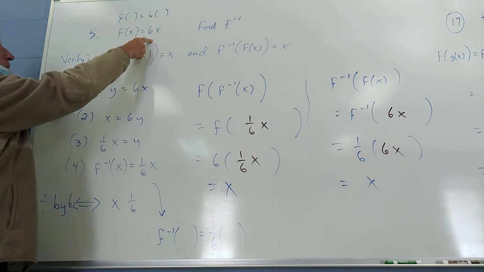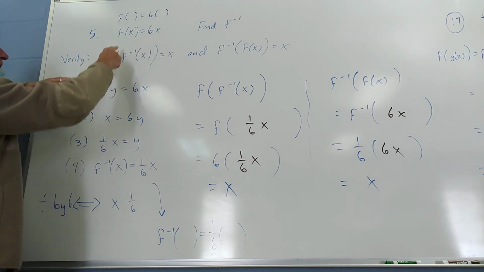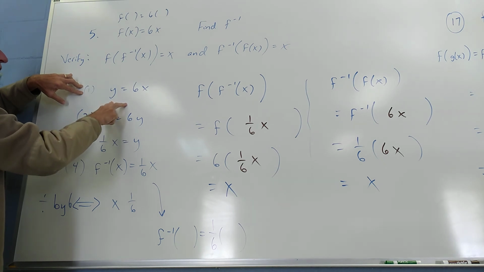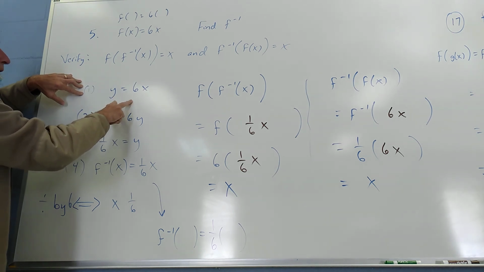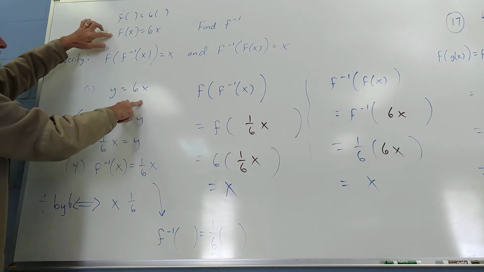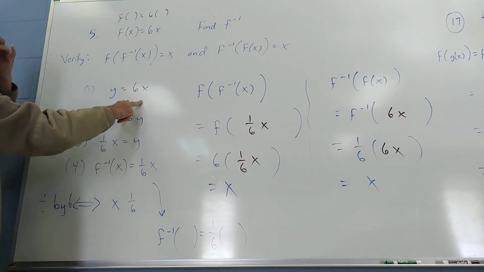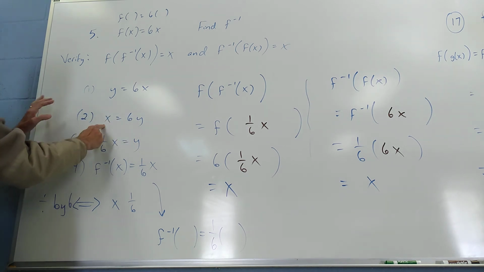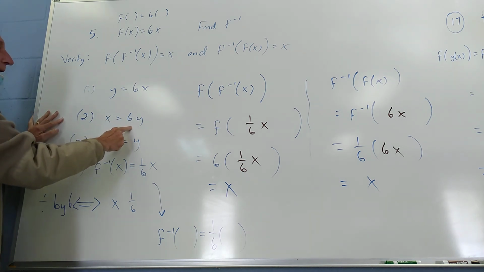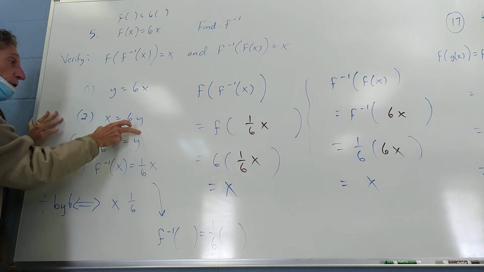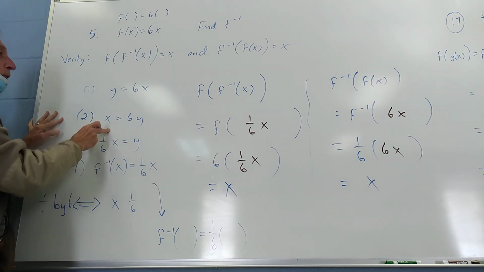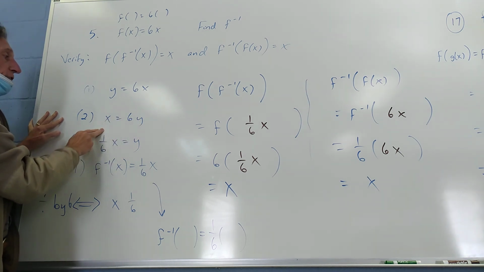So if f of x equals 6x, to do that, I replace f of x with y, because it's going to make doing the next several steps easy. Once I have y equals 6x instead of f of x equals 6x, I reverse the variables x and y, and I get the equation x equals 6y. To solve this for y, I either divide both sides by 6 or equivalently multiply both sides by 1/6.